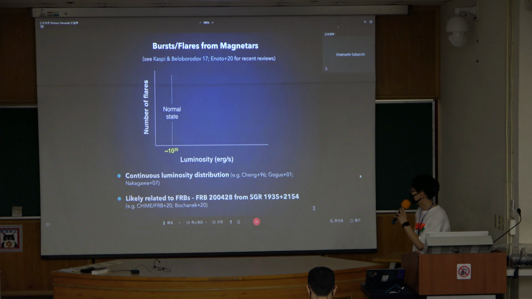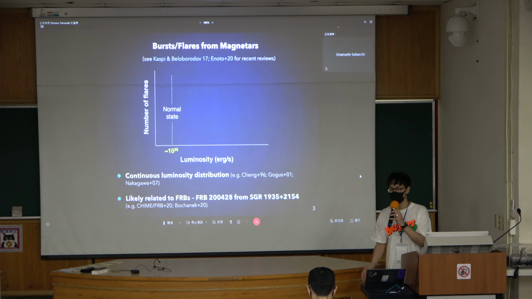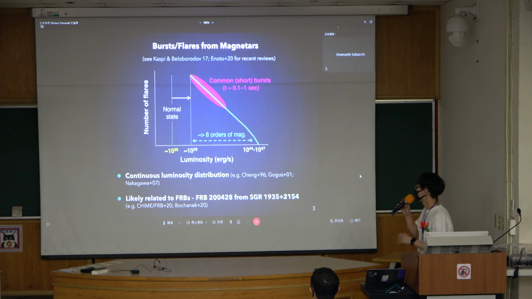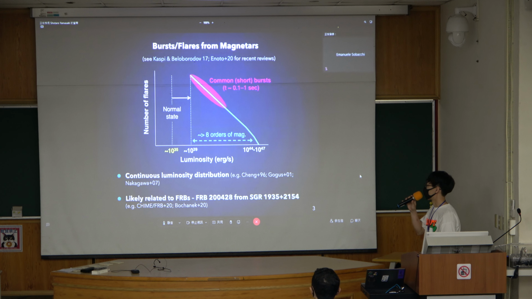And this is the typical property of the magnetar flare. Normally a magnetar is a hot neutron star, so the surface luminosity is already very high, about 10^35 erg per second. However, when it bursts, the distribution is shown like this. It typically starts from 10^38 or 39 erg per second, and it continues up to 10^47 erg per second. So this is the highest energy. And this luminosity continues over a huge range.